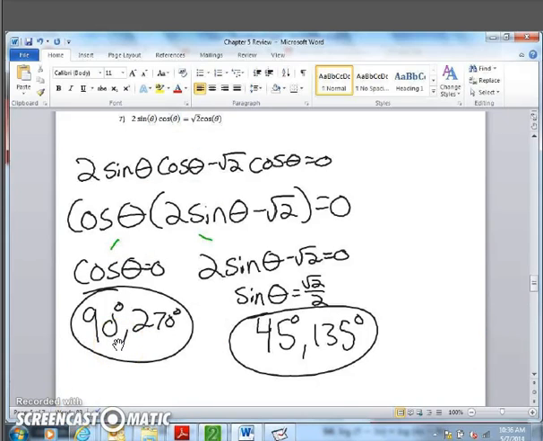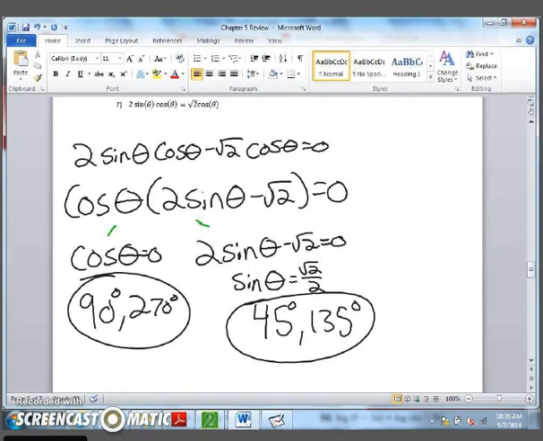Here, I set it equal to 0. And as you see in here, both of these have a cosine in them. I pull the cosine out as a GCF. And now I have something, this, times something else equal to 0. So I set both factors here equal to 0 and solve. Where is cosine 0? 90 and 270, or their radian equivalent. Where is sine equal to root 2 over 2? We've already done that one previously.